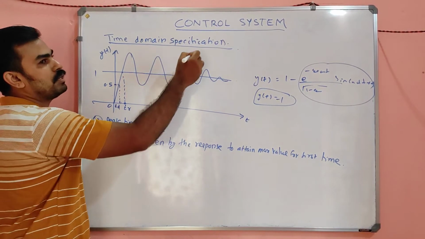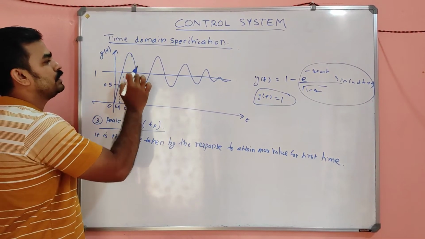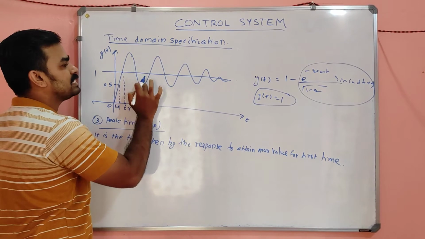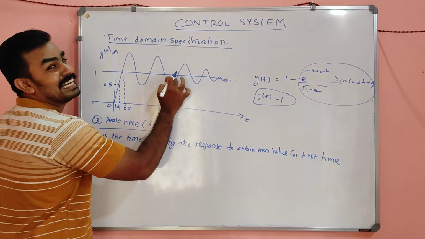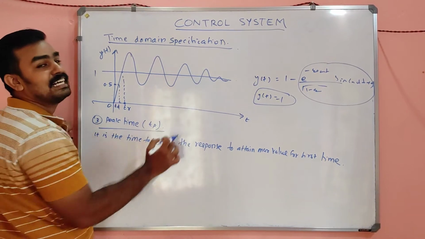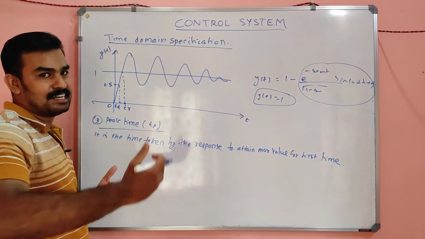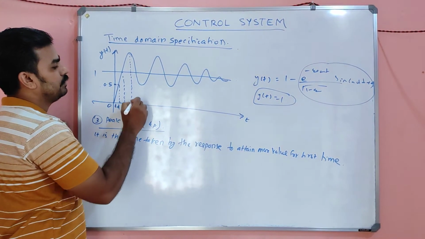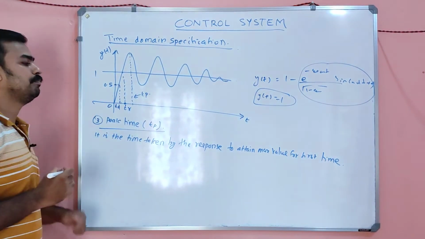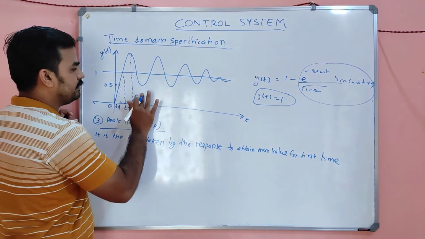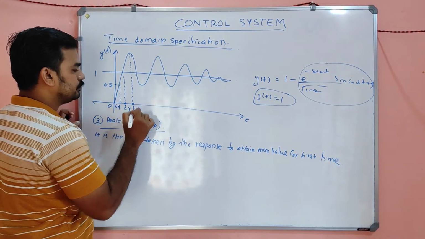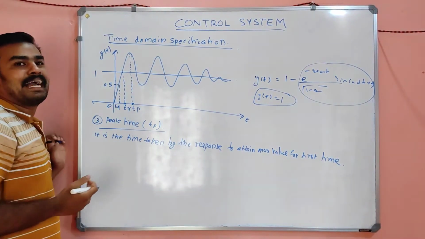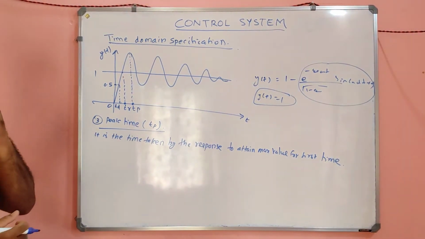This is called overshoots or undershoots. Overshoot means this portion above, undershoot means this portion below. This is called the first overshoot, this is the first undershoot, this is the second overshoot, this is the second undershoot, this is the third overshoot, and this is the third undershoot. So for the first time, this is called the peak time, TP. You can write here: TP is for obtaining the maximum value for the first time.